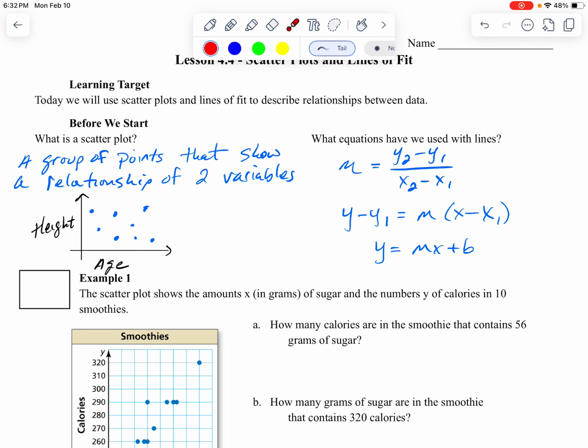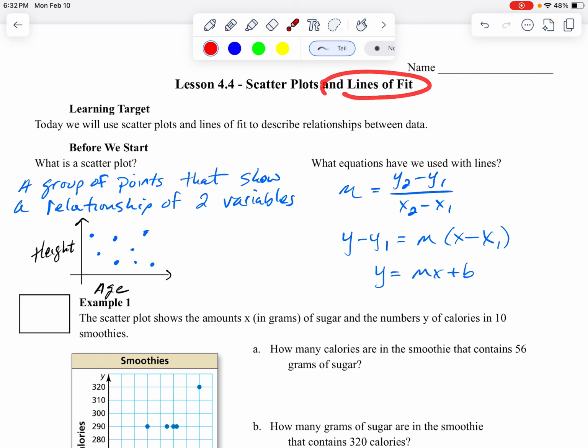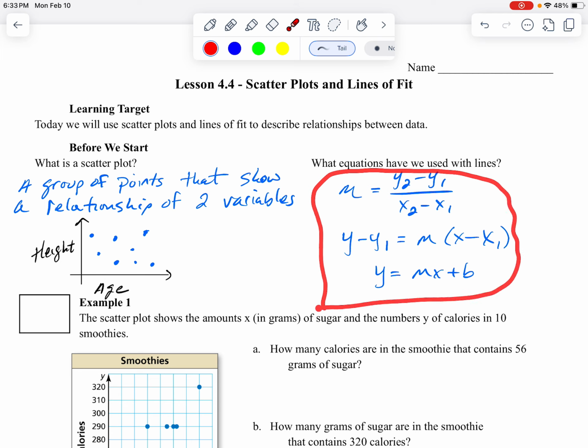And up until now, everything we've dealt with has been pretty much a straight line. And notice these are more spread out. We will think about this whole line of best fit, meaning if our data is kind of in a straight line, what line would look best? But our data is going to be a little bit spread out to start. We're going to use these same equations that we have been using. We'll need to figure out the slope of our line of best fit and then write an equation using the forms that we've already talked about.